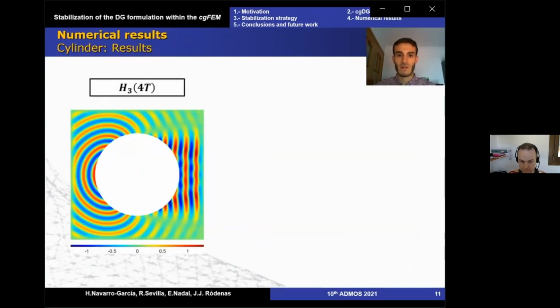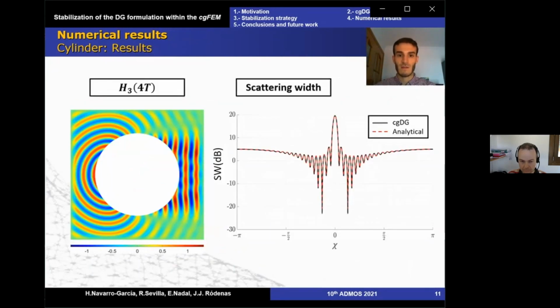Here we present the third component of the magnetic field and the static scattering width. As you see, our numerical solution for the scattering width perfectly matches the analytical solution.